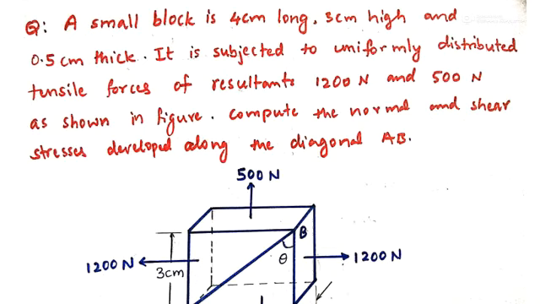Now we are seeing a problem from the topic principal stresses and strains. Let us see the problem. A small block is 4 centimeter long, 3 centimeter high and 0.5 centimeter thick. It is subjected to uniformly distributed tensile forces of resultants 1200 newtons and 500 newtons as shown in the figure. Compute the normal and shear stresses developed along the diagonal AB.